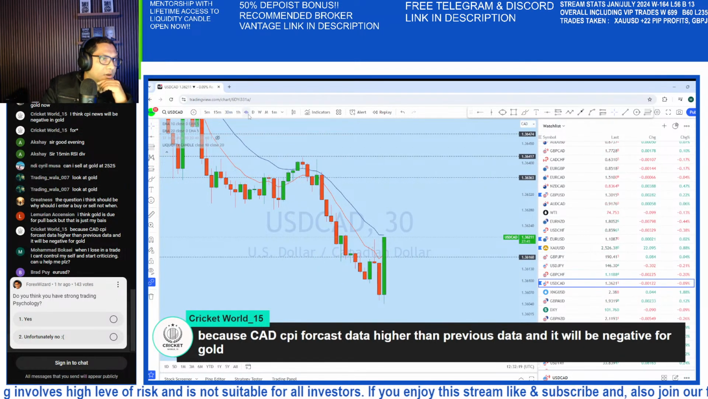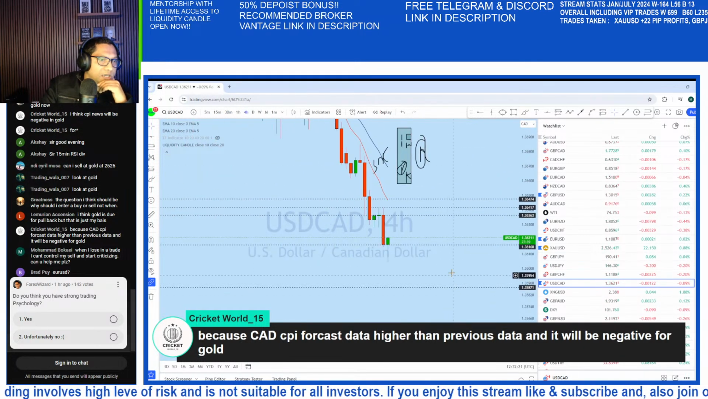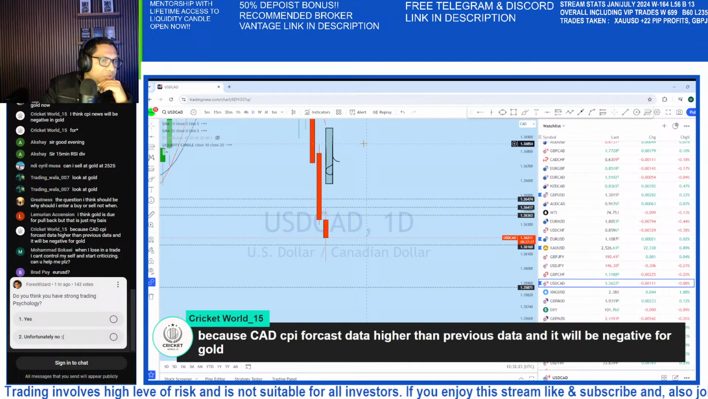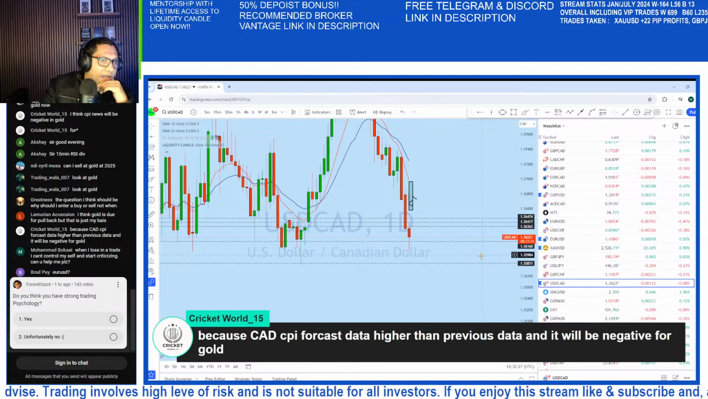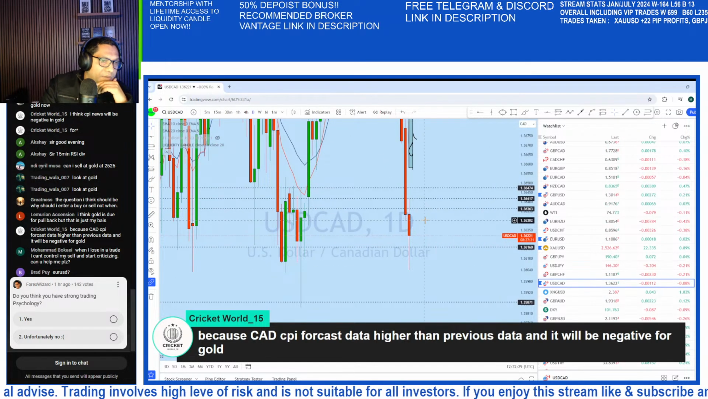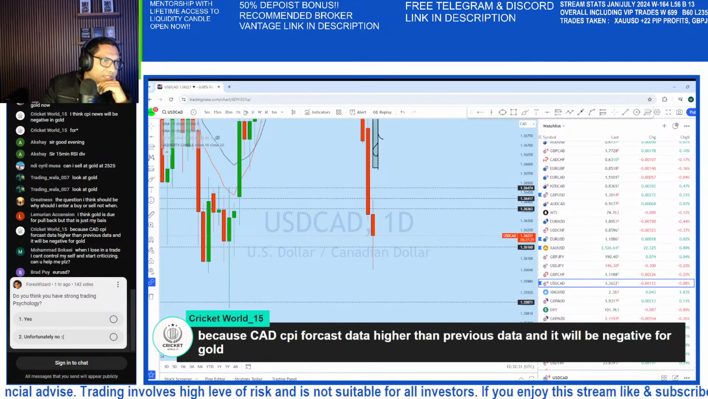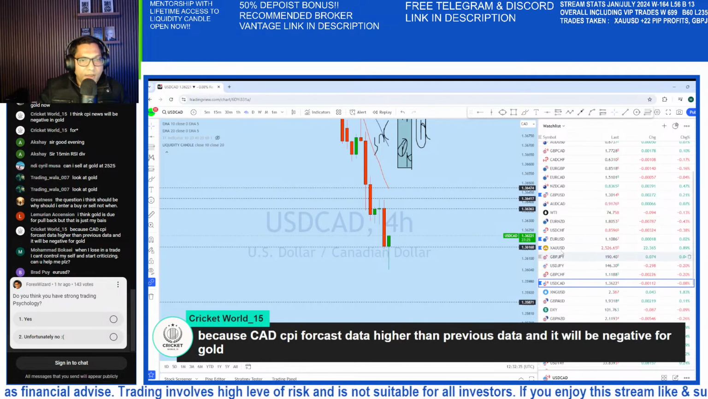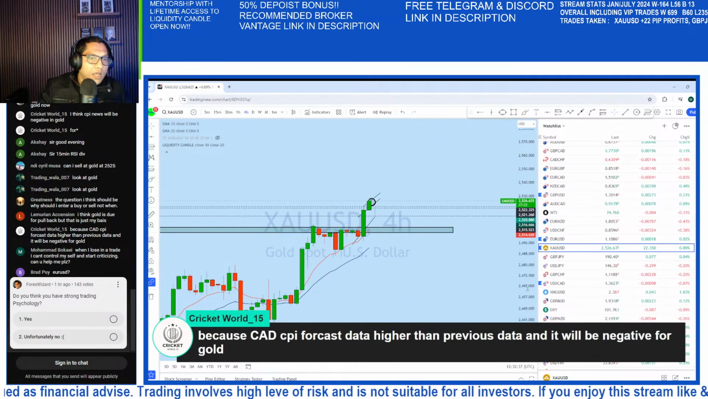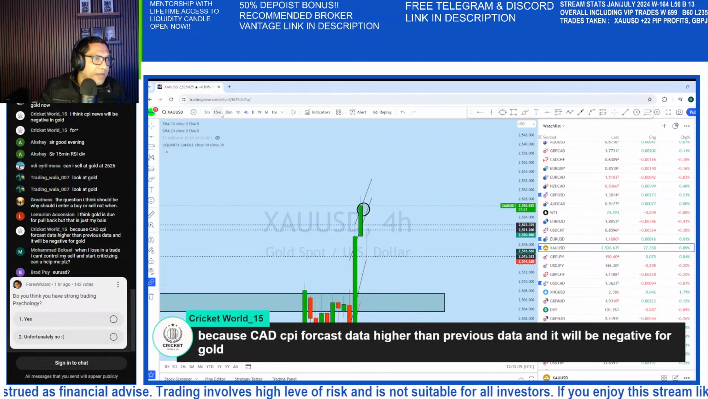Okay, so you can see that dollar CAD is bouncing. I will be waiting to see the market hit the daily resistance, and if the price manages to go to the daily resistance on dollar CAD, we might see a further selling opportunity. We'll come back to it. Let's see what's happening with gold, how it has impacted the gold pricing.